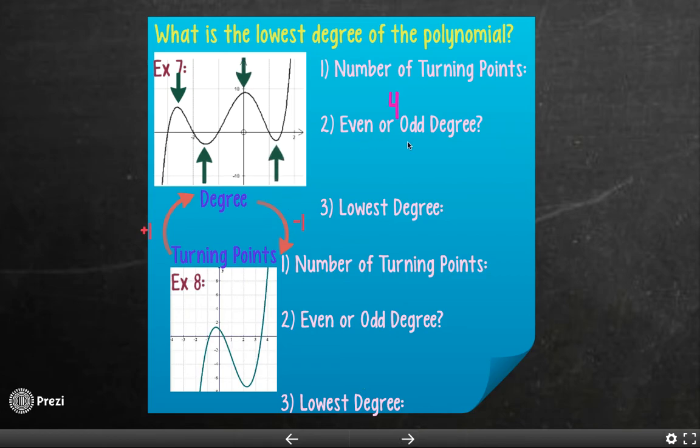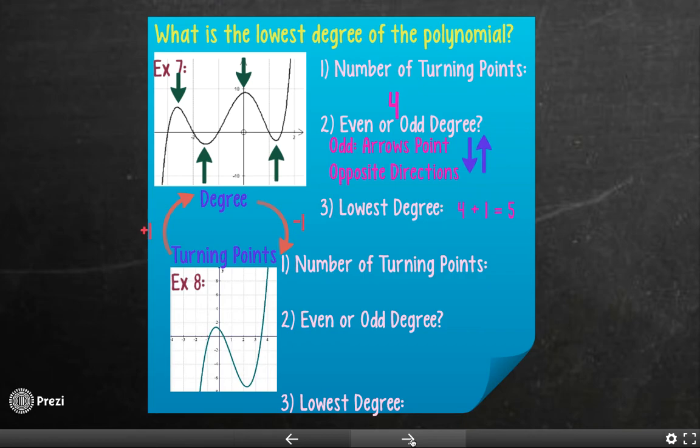Is this function even or odd degree? Well, let's look at the arrows. My arrows are pointing in opposite directions, which means it's an odd degree. And finally, the lowest degree it could be. I have the number of turning points, which is 4. So to get to the degree, I just add 1.